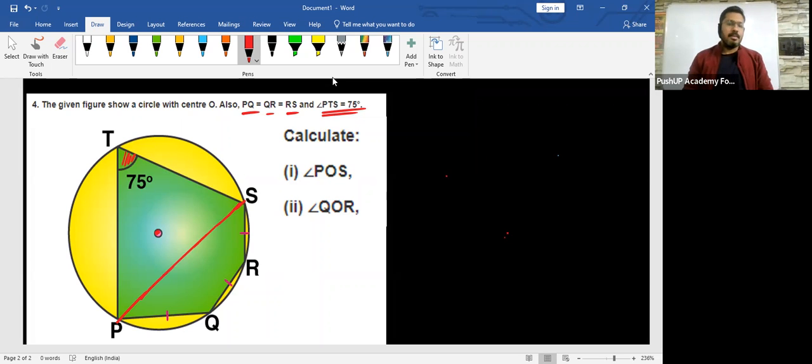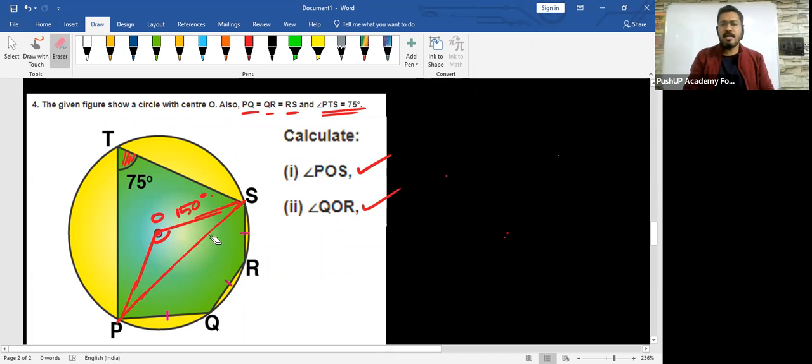Now, children, they are asking us to find angle POS. The first one was very easy to solve. In 1 second, you would have got it. The angle subtended by PS on the circumference is 75. So the angle subtended by PS at the center would be double of 75, and that is equal to 150 degrees. Right? Good.